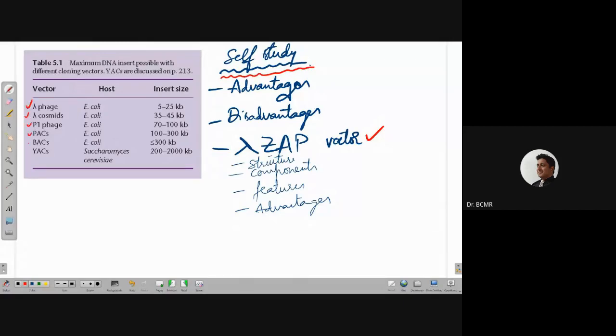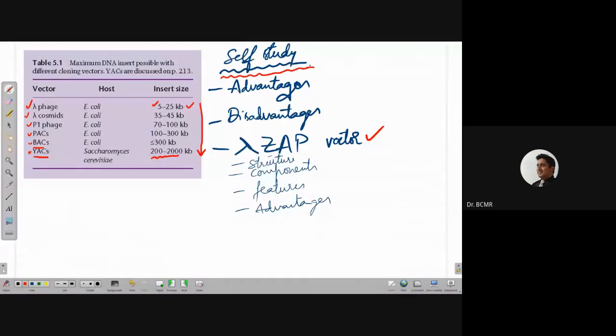There are different types of vectors, and their capacity keeps on increasing. One of the objectives is to generate high capacity vectors. That means we should be able to insert a large fragment. Especially at one point, we wanted to sequence genomes. Genomes are huge, and if you are going at the level of 25 kb or something like this, it will take ages for us. So people wanted to clone larger fragments, and that is when bacterial artificial chromosomes and yeast artificial chromosomes have come up.